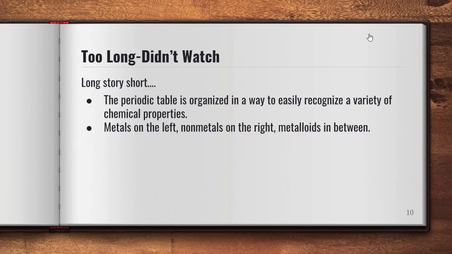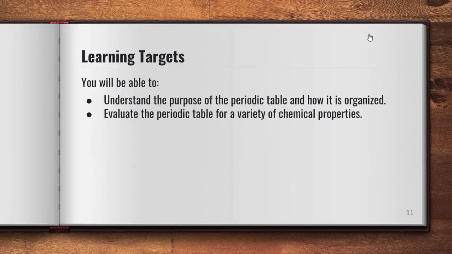So again, just a brief introduction to the periodic table. Nothing too fancy here, but understand that it is organized in a way to easily recognize a variety of chemical properties. And keep in mind that metals are to the left of the stair step, nonmetals are to the right of the stair step, and metalloids are on the stair step. So hopefully that makes sense. Just again, a brief introduction to the periodic table.